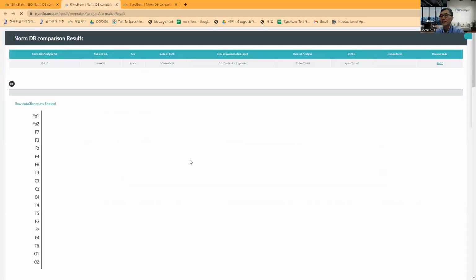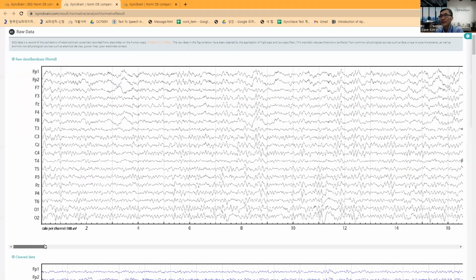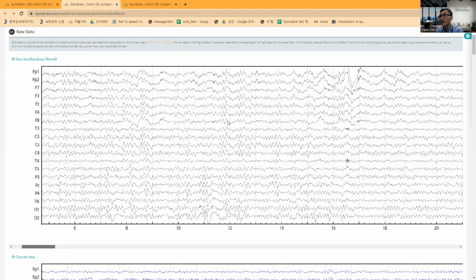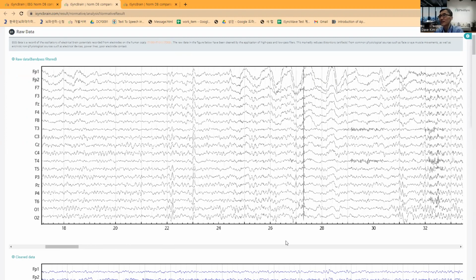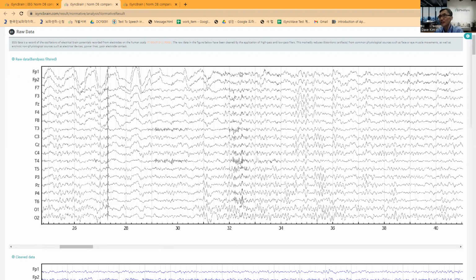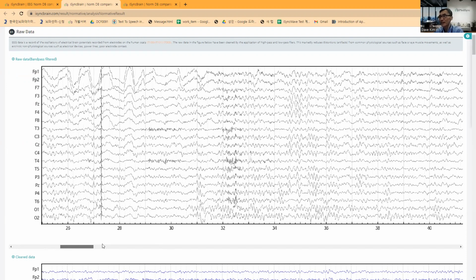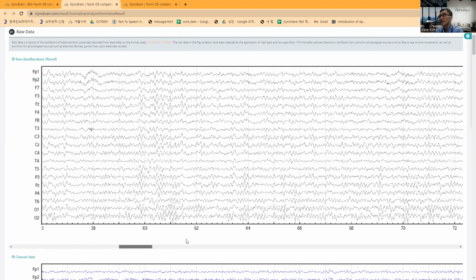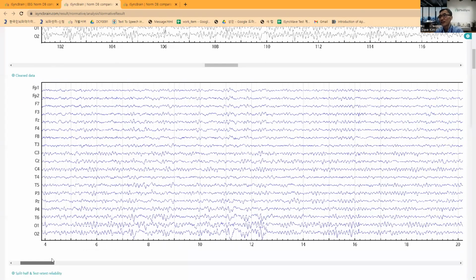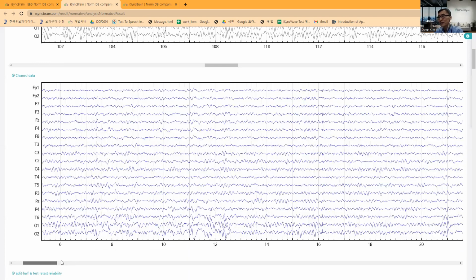This is his EEG. Basically, this is the raw data. You can see the horizontal eye movement, the eye blinking, and some movement artifact. We can see a small artifact epoch. And this is the raw data, and this is the clean data made by AI. And here we can see the lambda activity, the eye movement activity in the posterior area, for example.